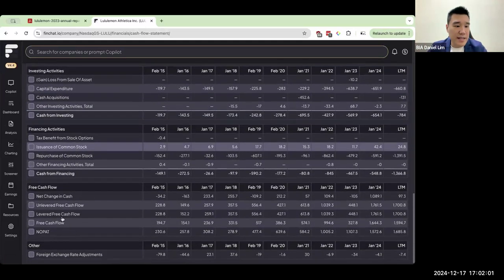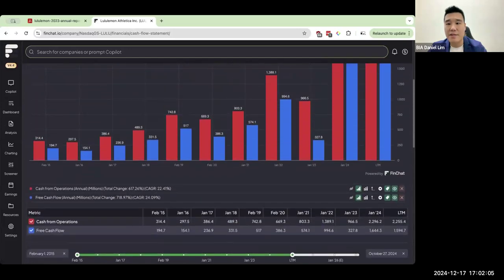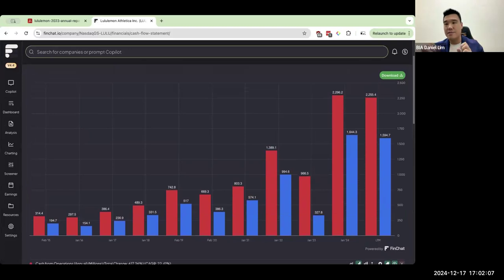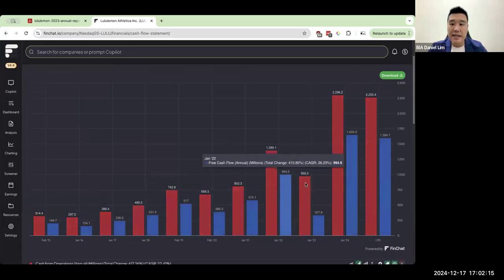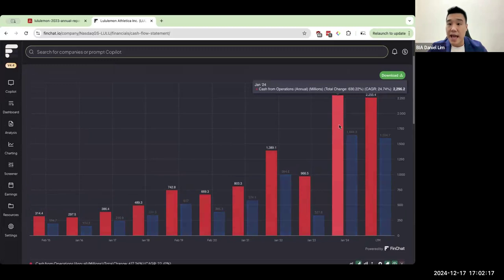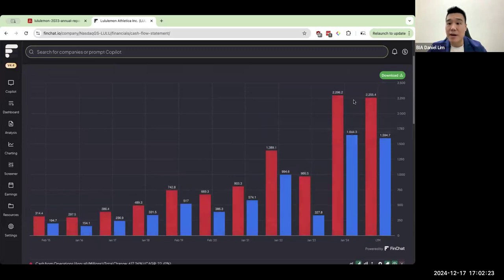You can go down here. There's free cash flow here, right? Free cash flow. Can you see that on top? What does this tell us? It shows that this company is a cash generating machine. Every single year, their cash is getting higher and higher. And after minusing the capex, they still have a lot of free cash flow. And you can see the capex is not much.